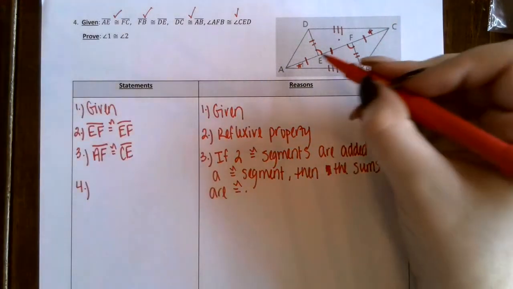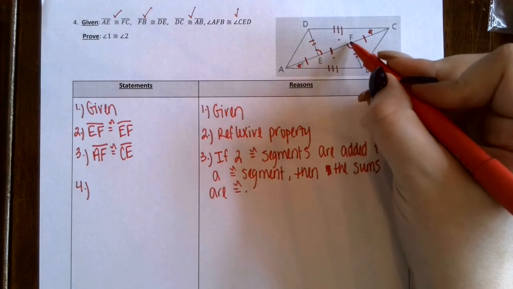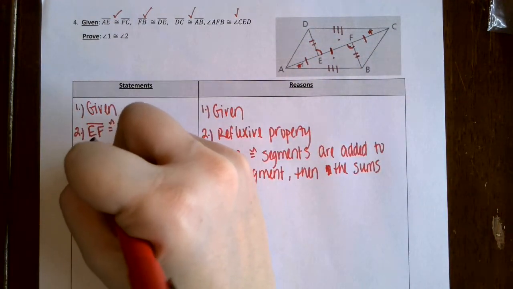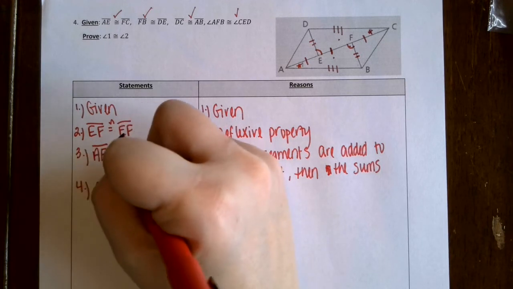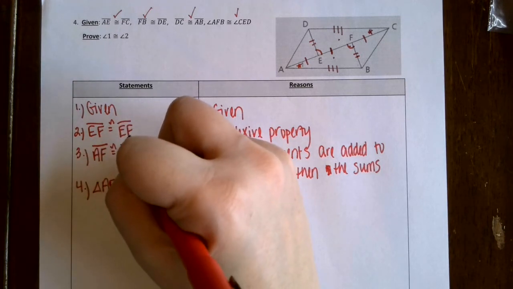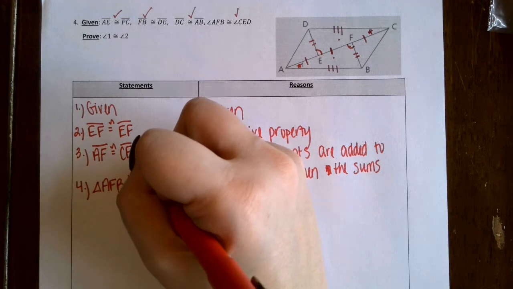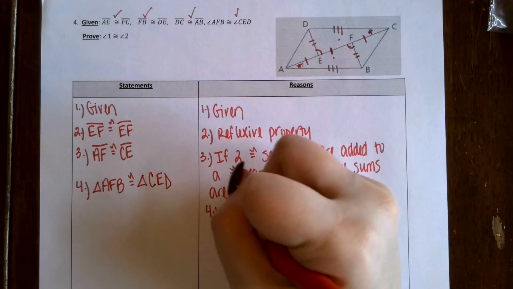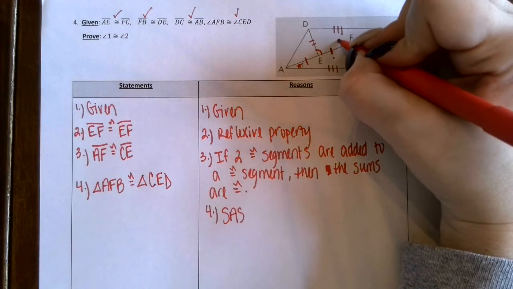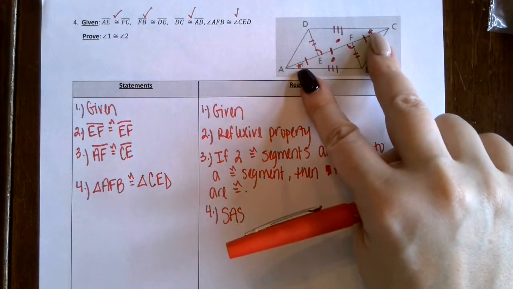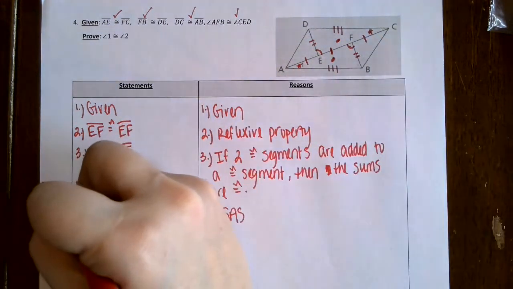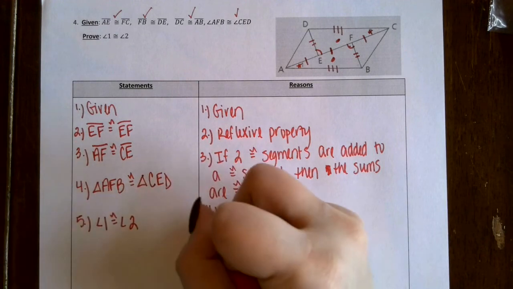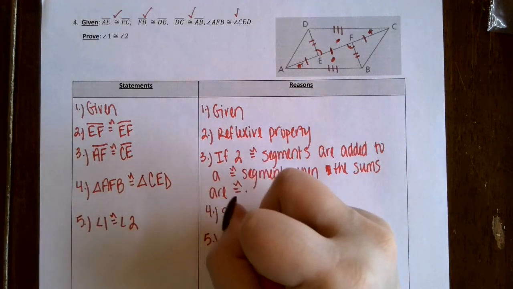Okay, and then from here, I would have side, angle, side. So I can say triangle AFB is congruent to triangle CED by SAS. And then if I know these two triangles are congruent, their corresponding angles would be congruent as well. So I would say angle 1 is congruent to angle 2 by CPCTC.